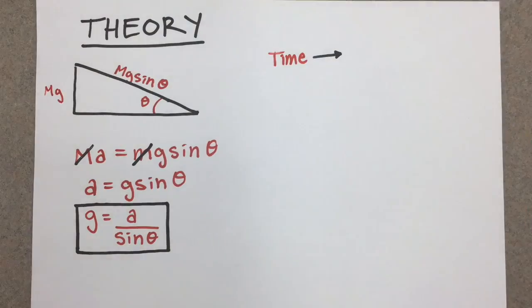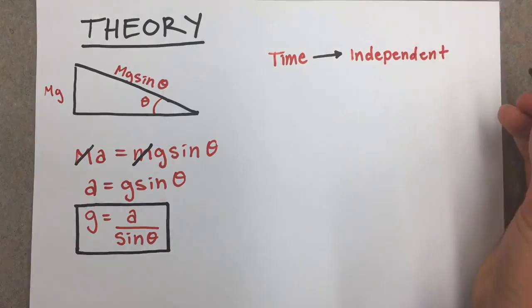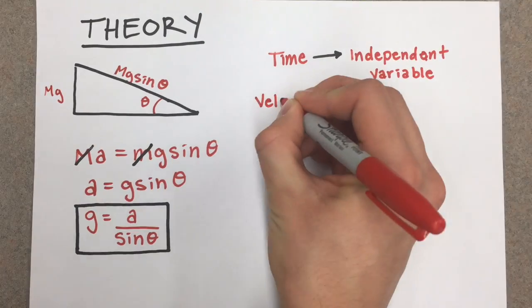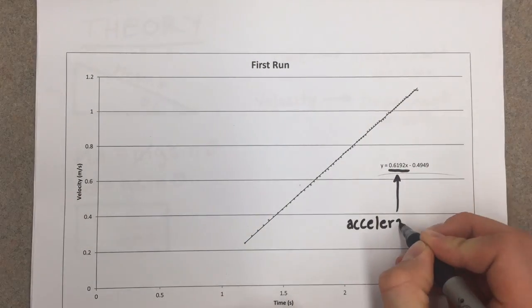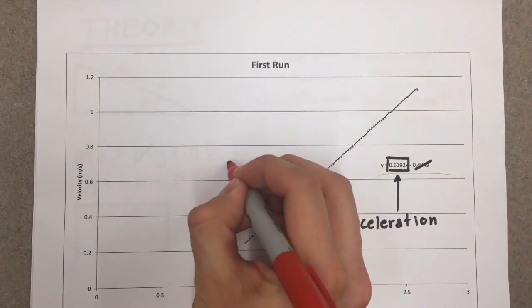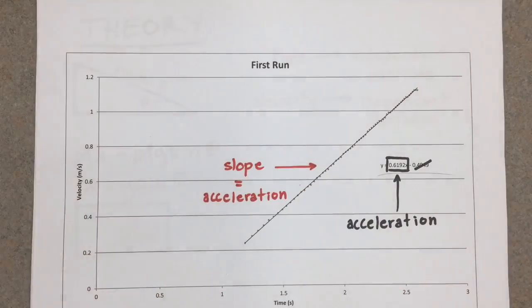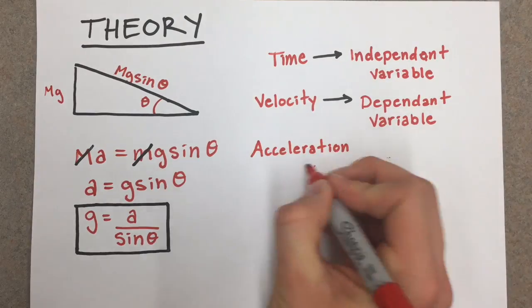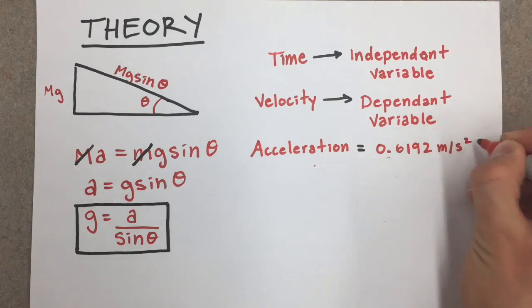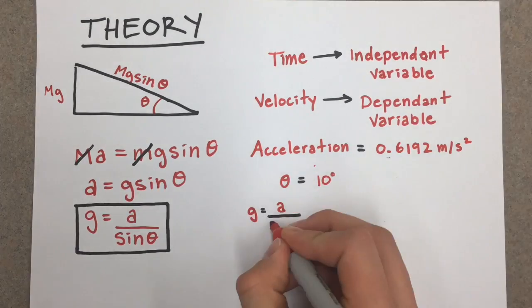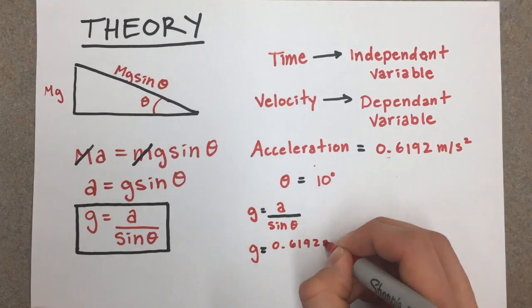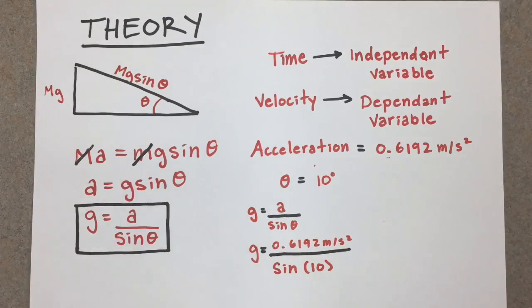Our variables are time, which is independent, and velocity, which is dependent. These variables are plotted on a velocity versus time graph, where the slope is equal to the acceleration. Using our acceleration and theta, we can plug them into our equation, where g is equal to a over sine theta.